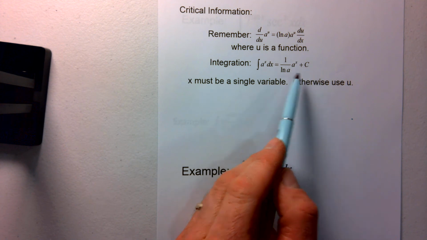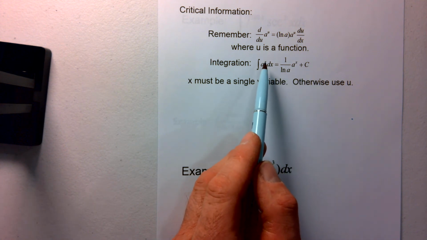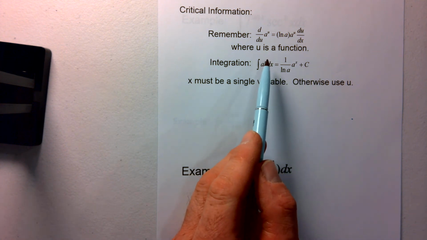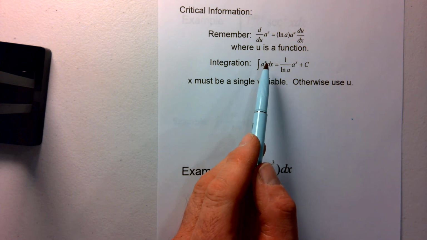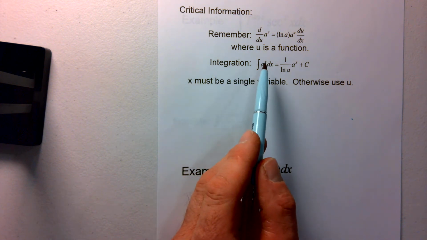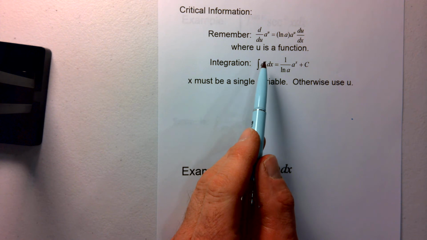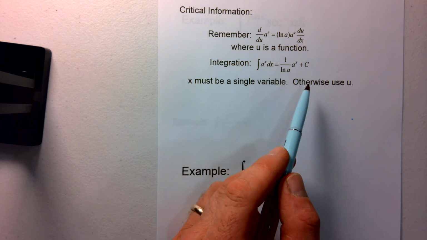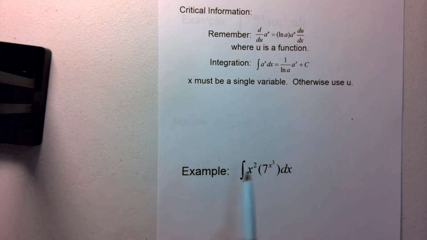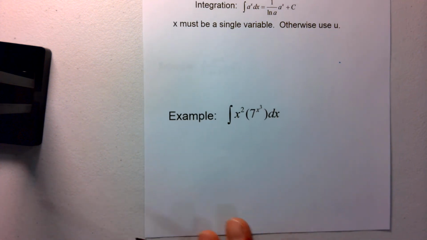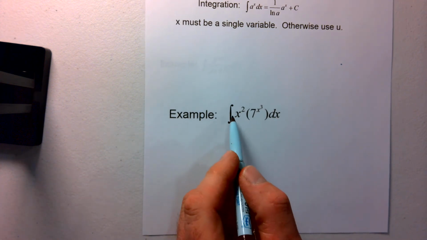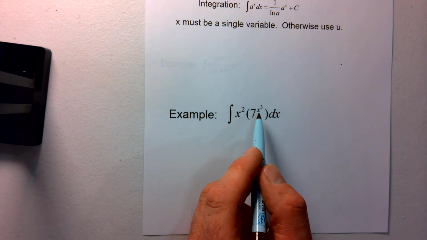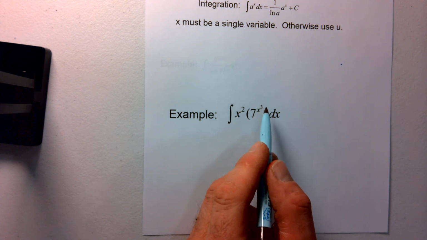So we've seen that as well up to this point, but we're going to now change that x so that it is a function. So this works if x is a single variable, if this exponent of a is a single variable. If it's not a single variable, we have to use our u substitution, which we're going to see, of course, today. So if I have the integration of x squared times 7 to the x to the third dx.